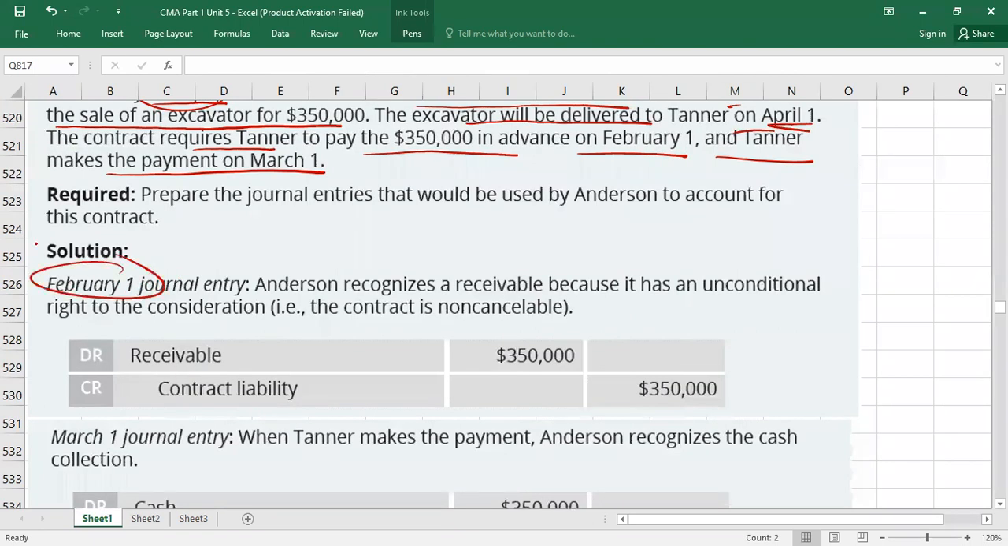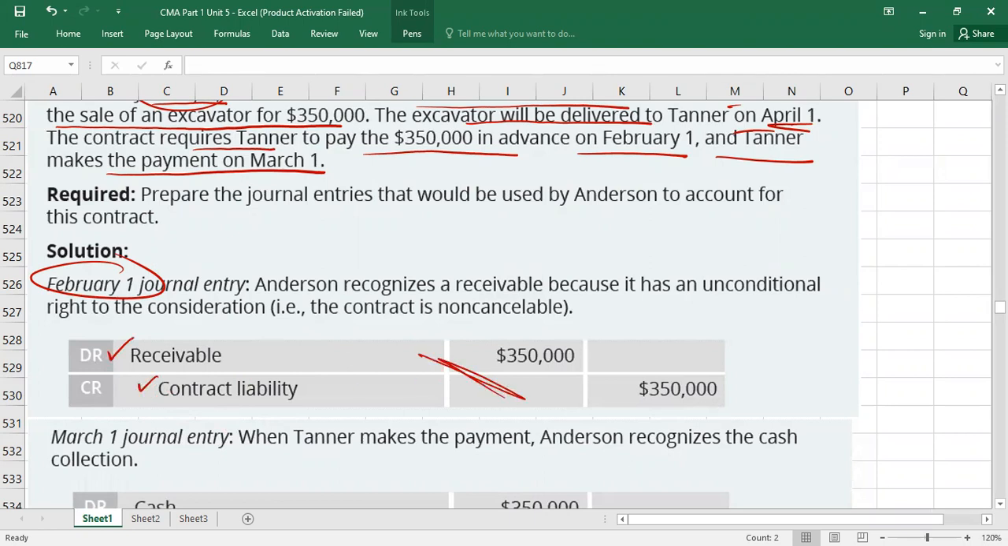On which date? February 1. Because you agreed with the customer that on February 1 he should make the payment. But he made the payment on March 1. It means on February 1, at least you have a right as per the contract to receive the money. But he didn't pay, it's another matter. So on February 1, I will debit the receivables and I will credit the contract liability.